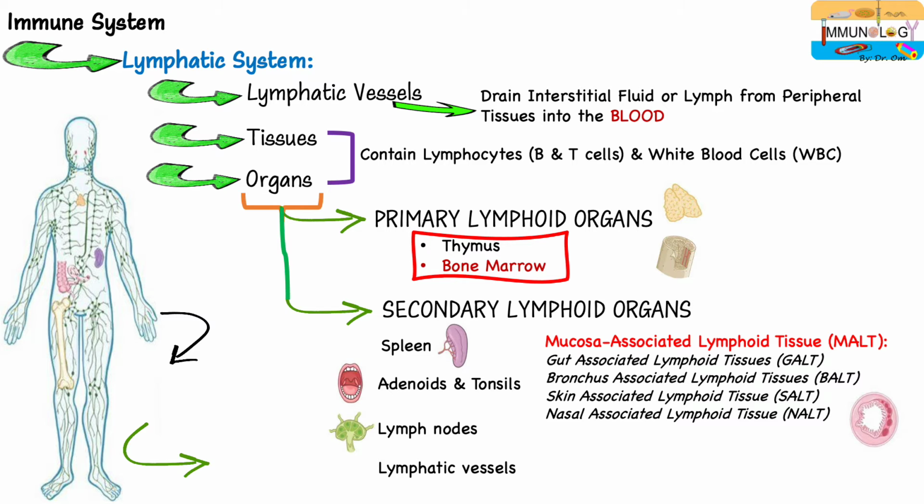And the organs are divided into two types of lymphoid organs, the primary and the secondary lymphoid organs. The primary lymphoid organs are the thymus and bone marrow, whilst the secondary lymphoid organs are composed of the spleen, adenoids and tonsils, lymph nodes, lymphatic vessels, and also mucosa-associated lymphoid tissue, MALT, which is divided into four. The first one is gut-associated lymphoid tissue, GALT, the bronchus-associated lymphoid tissue, BALT, the skin-associated lymphoid tissue, SALT, and the nasal-associated lymphoid tissue.